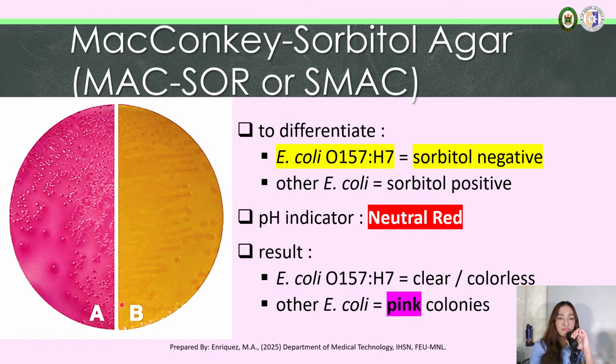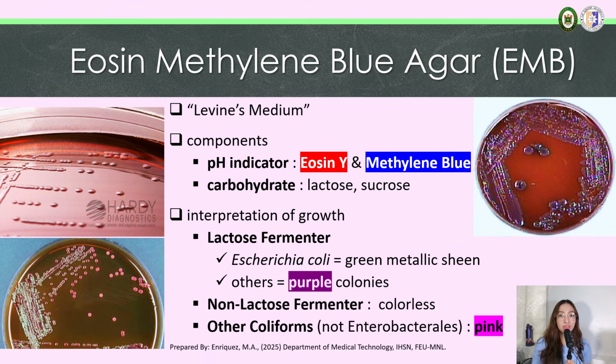here on figure B. Okay, so again, the purpose of the MacConkey sorbitol agar is to differentiate Escherichia coli O157:H7 from all the other Escherichia coli strains. The Eosin methylene blue agar, or in some references referred to as the Levine's medium, is used to differentiate lactose fermenting colonies such as E. coli that produces its iconic green metallic sheen.